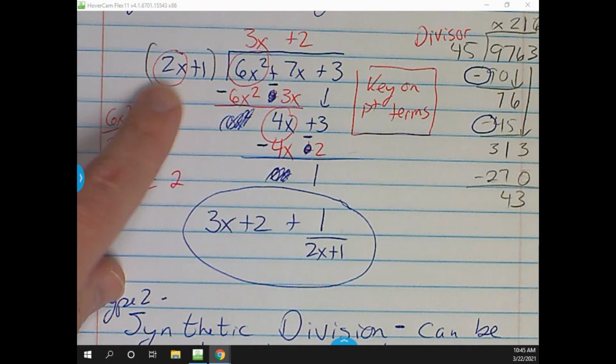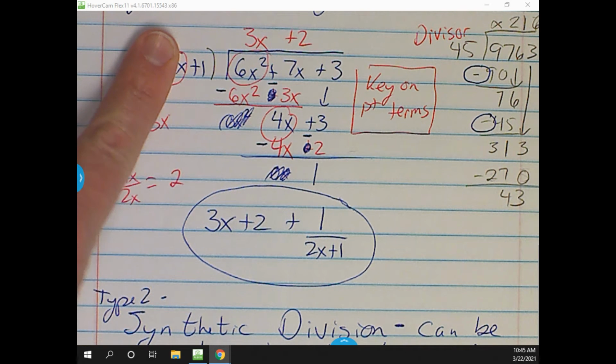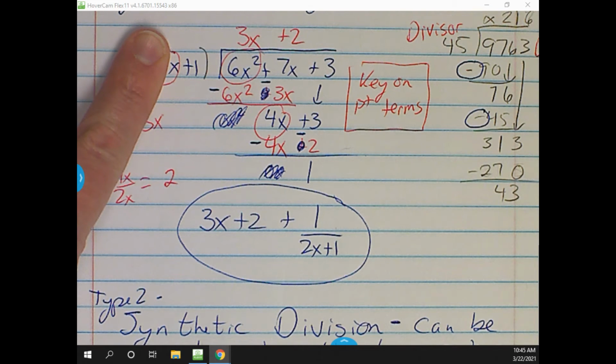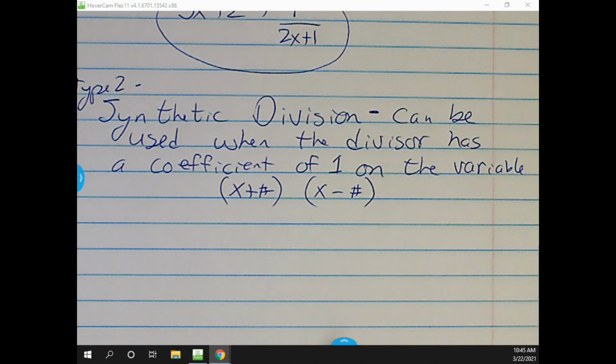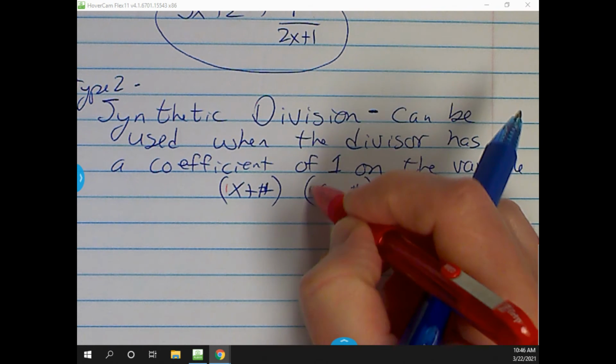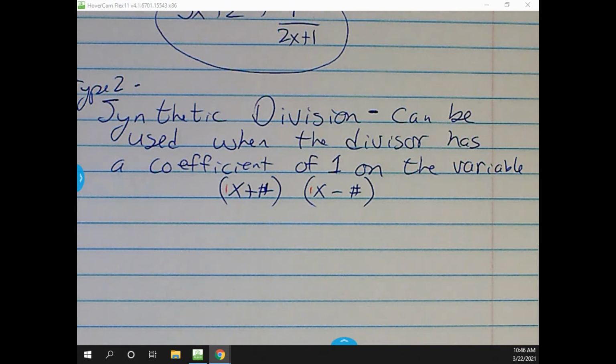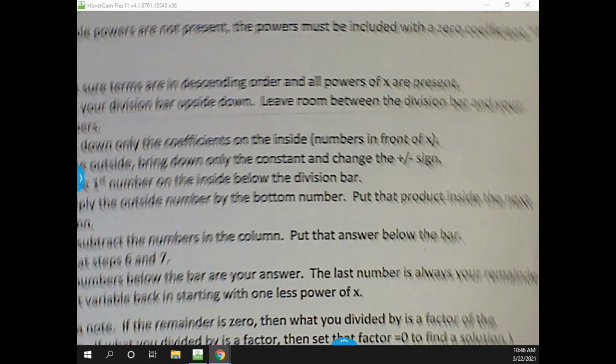This problem back here, you couldn't use it because the x had a coefficient of 2. Now if it was just x plus 1, then we wouldn't have to do long division. You could actually do synthetic division. So you can use this when the divisor has a coefficient of 1 on the variable. It has to be x plus a number, or x minus some number. If it's 2 or 3 or 5 or some other number besides 1, even if it's x squared, you cannot do synthetic division. And once you have that, the rest of it is we're going to go back and run through all the steps that are on this sheet and check everything off.